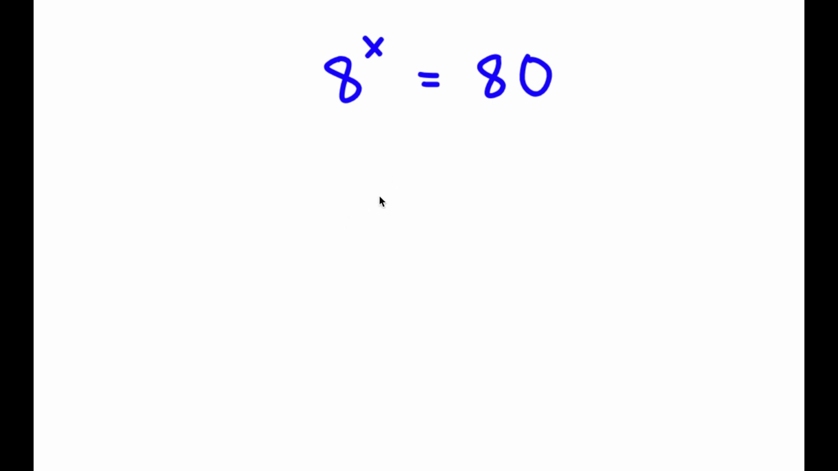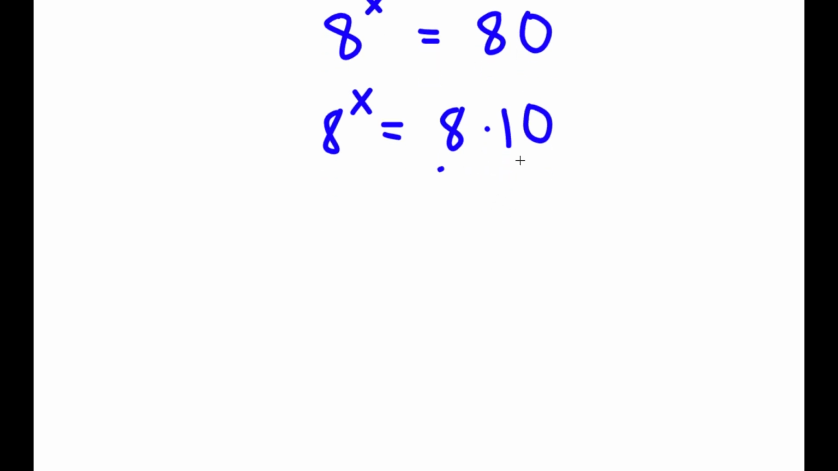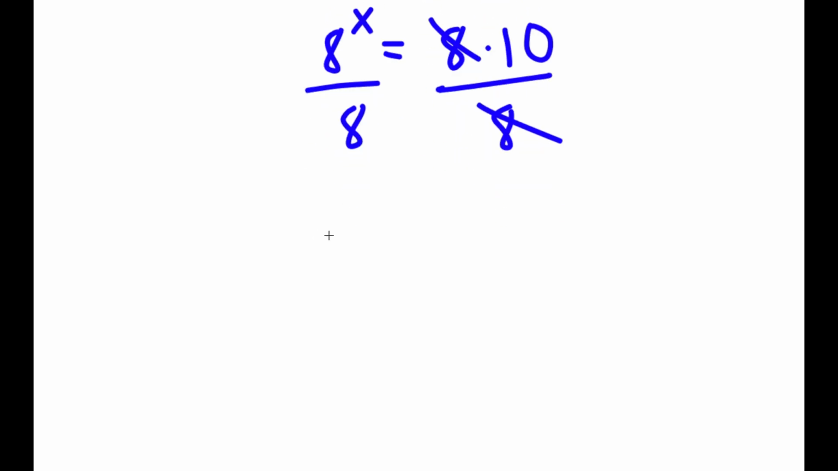Alright, so in this problem, I have a to the power of x is equal to 80. To solve this, I'm going to first rewrite 80 as 8 times 10. So now I have a to the power of x is equal to 8 times 10. And now I'm going to divide both sides by 8. So now I have a to the power of x over 8 is equal to 10.